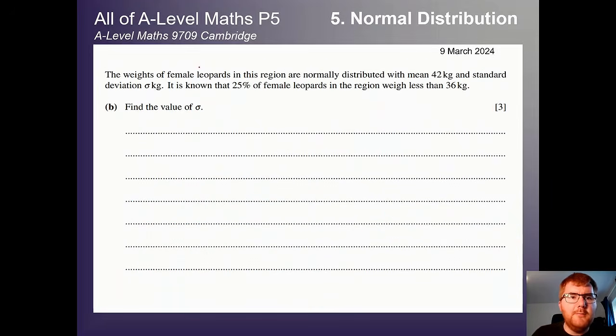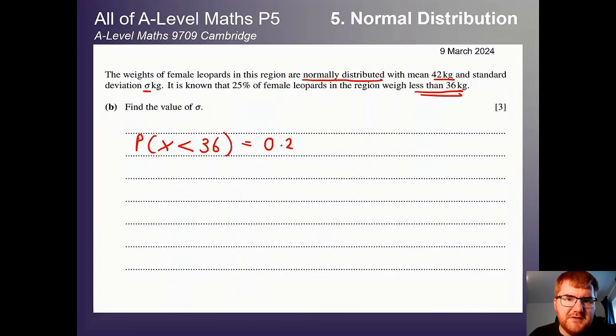On to question 4b. The weights of female leopards in the region are normally distributed, again that key phrase, with mean of 42 kilograms and standard deviation of sigma kilograms. It's known that 25% of female leopards in the region weigh less than 36 kilos, and we need to find the value of the standard deviation. Okay, so we know that this is equal to 25% or 0.25.